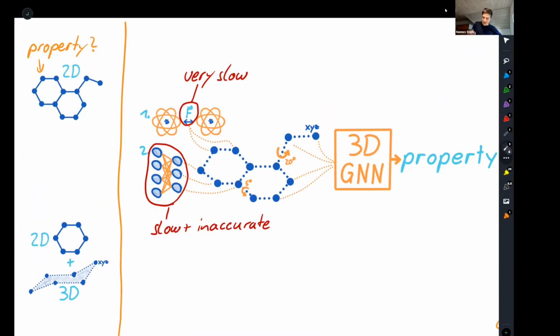But we have the opportunity to calculate some 3D information, as we said before, with quantum mechanical simulations. Then we can use this 3D information as additional input to some 3D graph neural network to get our more accurate property predictions. But this is, of course, very slow. It depends on the level of accuracy that you want, but these quantum mechanical simulations can be very slow if we want to get very accurate conformers.